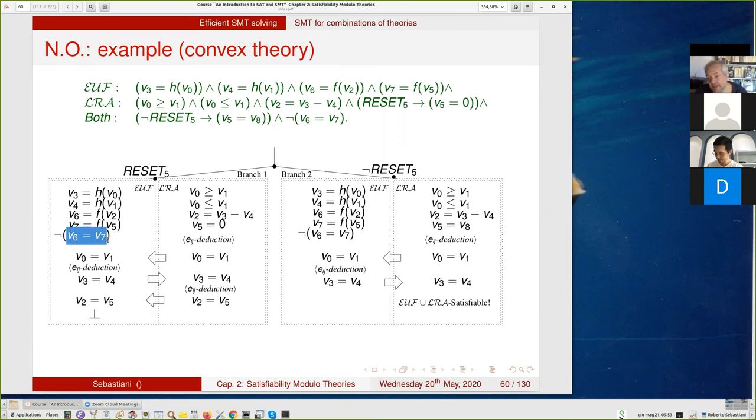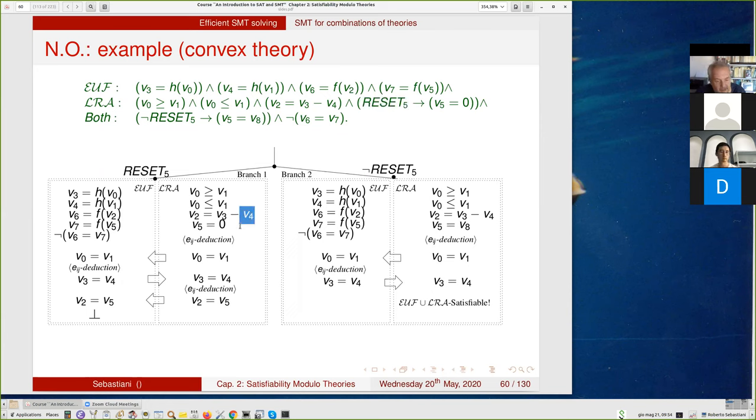But here there is a conflict. So I found a fault, I found an inconsistency. So thanks to the information that the two solvers have exchanged and deduced, each in his own domain of expertise, they have been able to understand that globally, this set of constraints is inconsistent. So the solver backtracks and finds another set of literals.